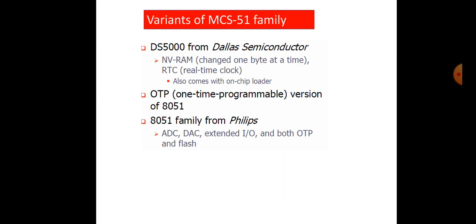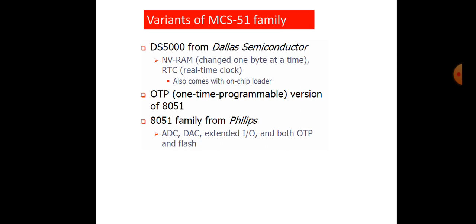And then we have the DS5000 from Dallas Semiconductors, which consists of non-volatile RAM. In the earlier cases, if you want to reprogram the flash memory, the entire memory has to be erased. But as this one consists of NVRAM, the memory can be erased byte by byte, plus it has an RTC, real-time clock, plus it has an on-chip loader.